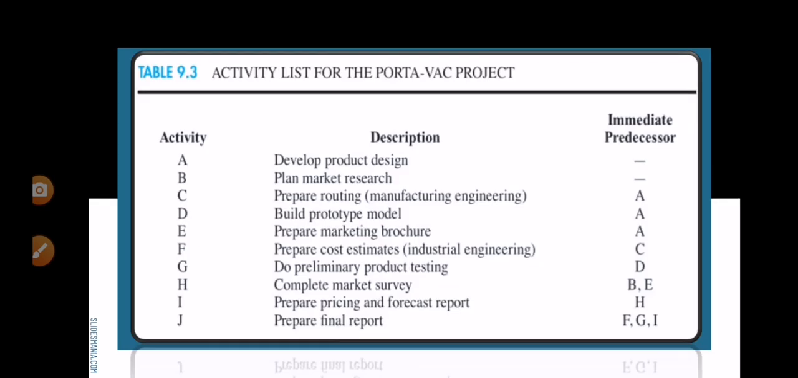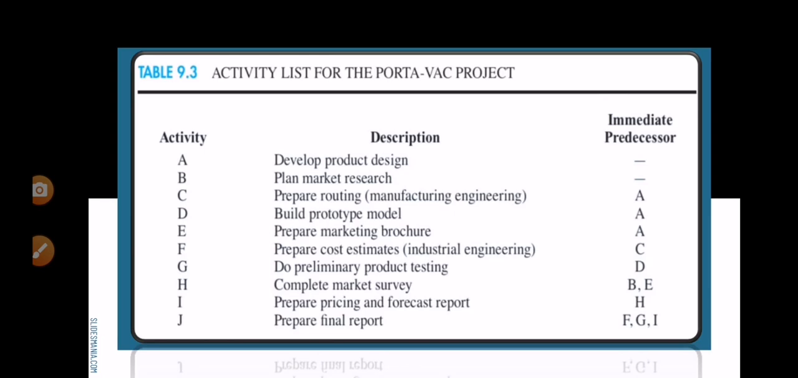So here, these are the activities for making a feasibility study of Portavac project. So we have activity A to J. So these are the descriptions. So A, develop project design. B, plan market research. C, prepare routine or manufacturer engineering. D, build prototype model. E, prepare marketing brochure. F, prepare cost estimates or industrial engineering. G, do preliminary product testing. H, complete market survey. I, prepare pricing and forecast report. And J is prepare final report.